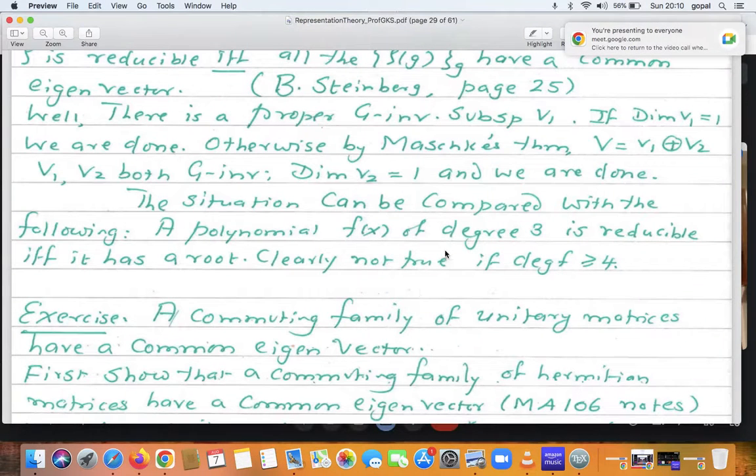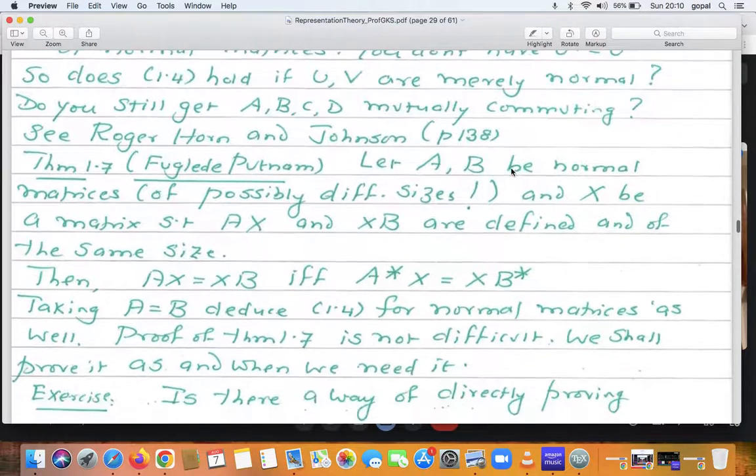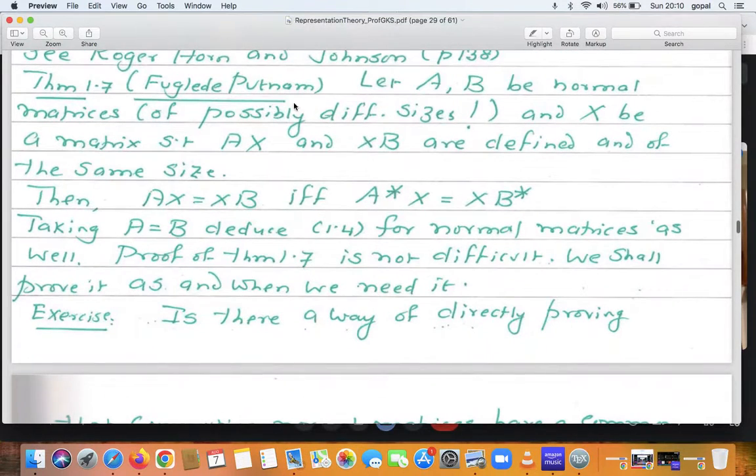you need a small technical lemma, and this technical lemma is called the Fuglede-Putnam theorem. If A and B are normal matrices, it doesn't even have to be the same size, and X is a matrix such that AX and XB are defined and of the same size, then AX equal to XB if and only if A star X equal to XB star. In particular, it would be interesting to take A to be equal to B.